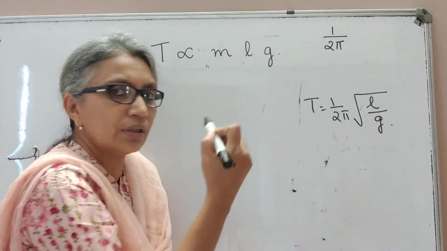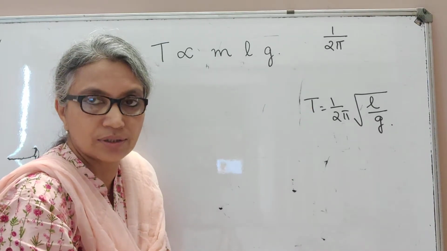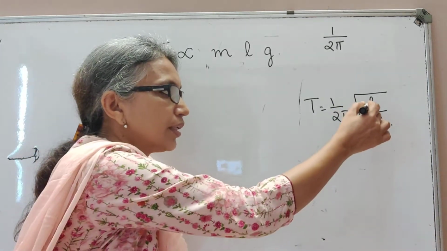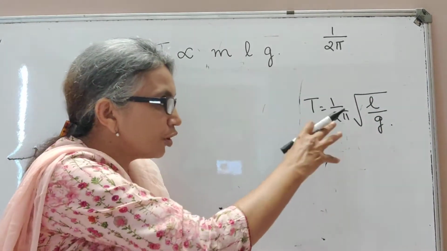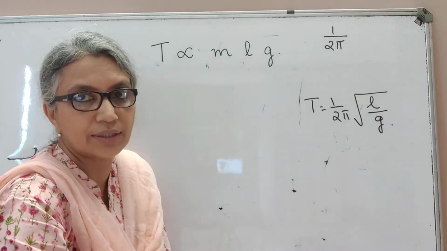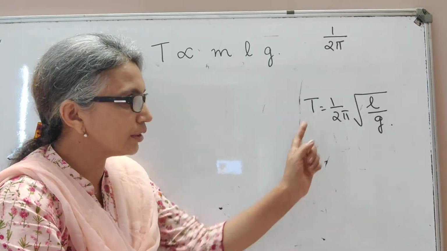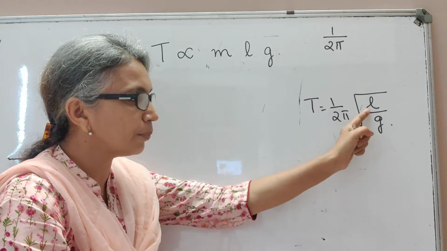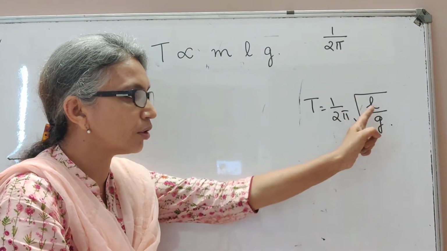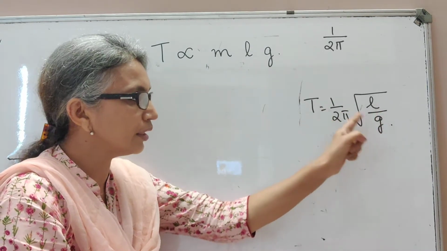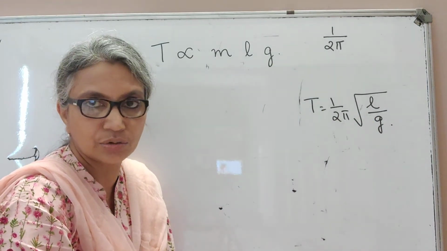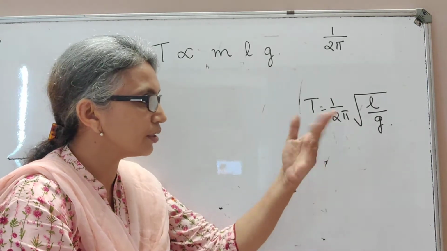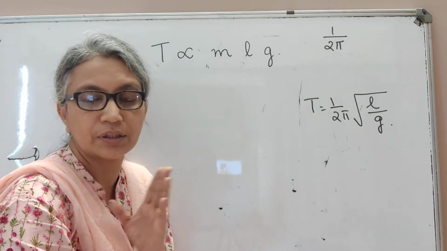So this is the time period, the time taken for one complete oscillation of the simple pendulum. This is the length of the pendulum, and this is the acceleration due to gravity. This is the formula that we are going to derive using dimensional analysis. So you see the time period is directly proportional to the square root of length, and it is inversely proportional to the square root of acceleration due to gravity, and mass does not appear in the formula. So it is independent of mass.